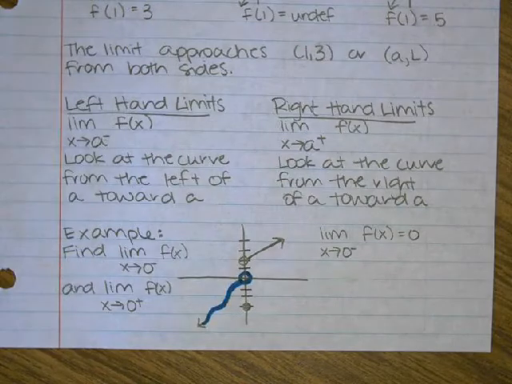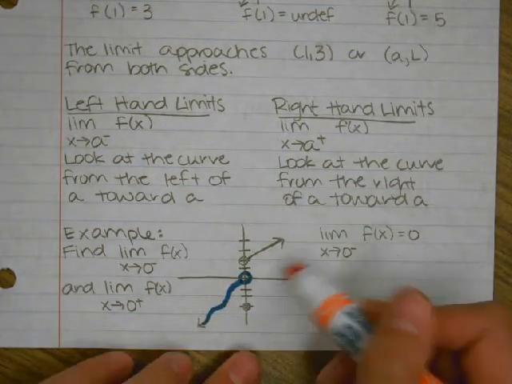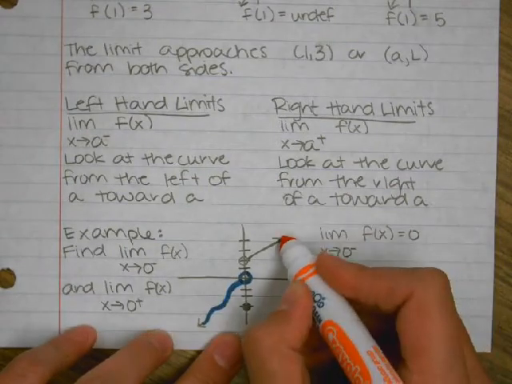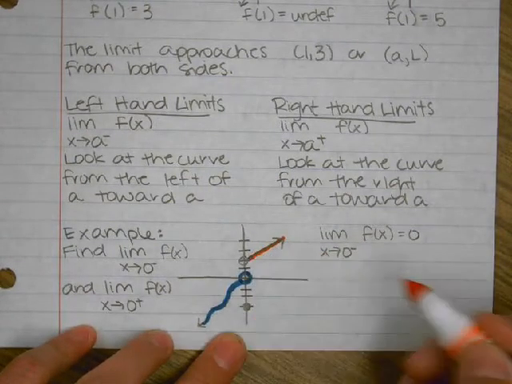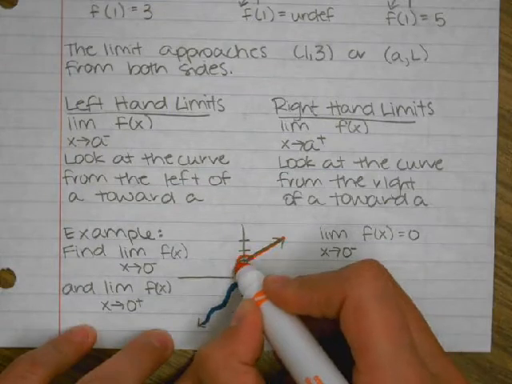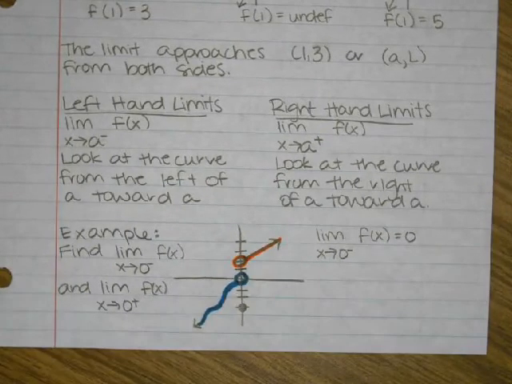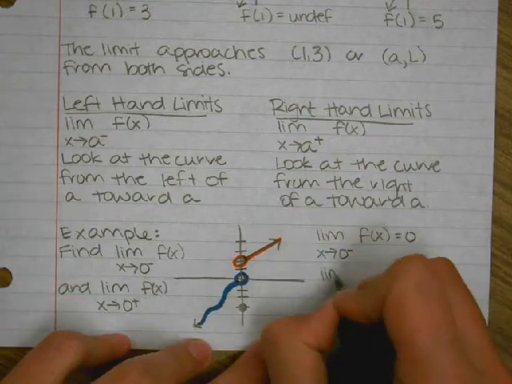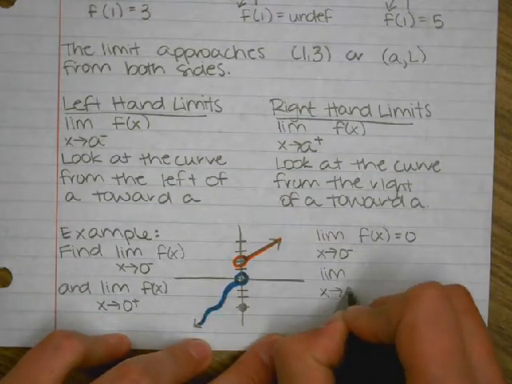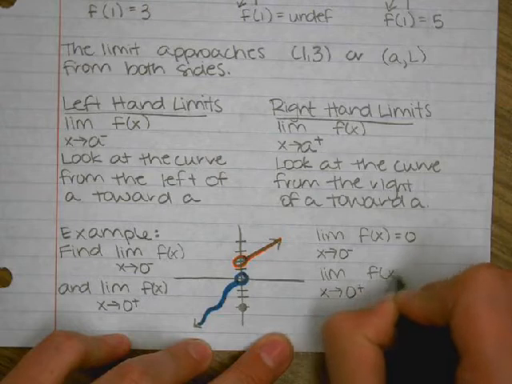We can also do right-hand limits. So I'm going to start at the curve from the right of the value, and then I'm going to work my way towards the value. And as I work my way towards it, it appears that the y-coordinate right there should be a y-coordinate of 2. So the limit as x approaches 0 from the right of f of x is 2.